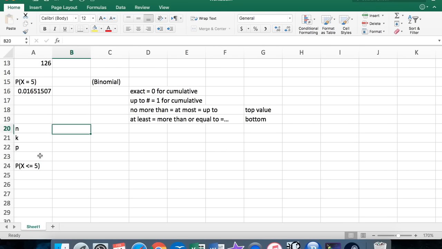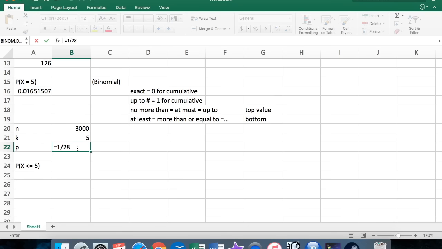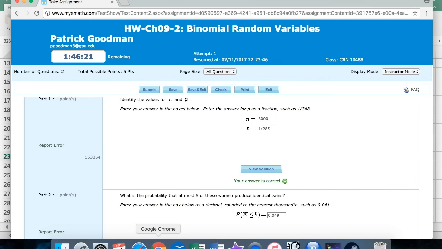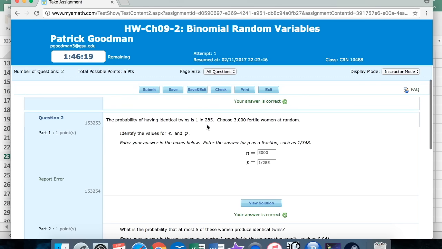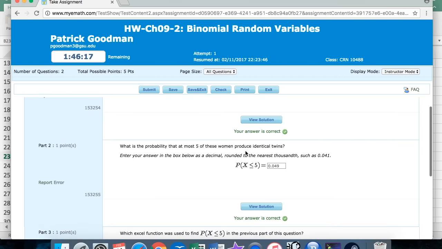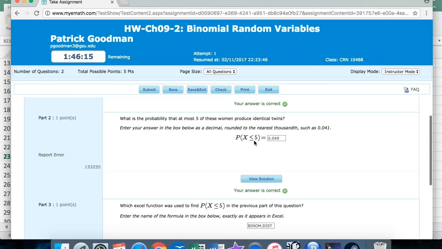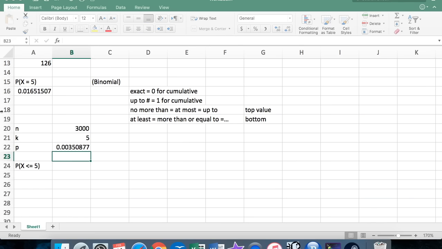There we go. All right, so n was 3,000 from the problem. K, we read that in the problem. I think they said they wanted at least 5, so 5 is our magic number. And then our probability was 1 divided by 285, I think. So just read this problem and you'll understand. Okay, so we want the probability that x is less than or equal to 5. All right, so here we go.